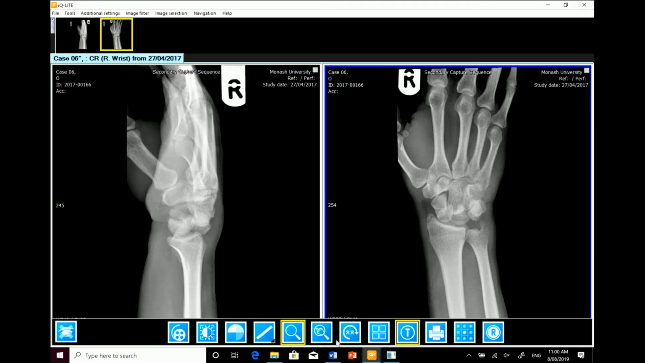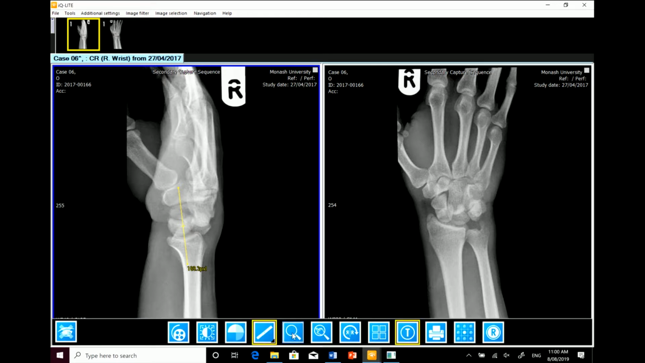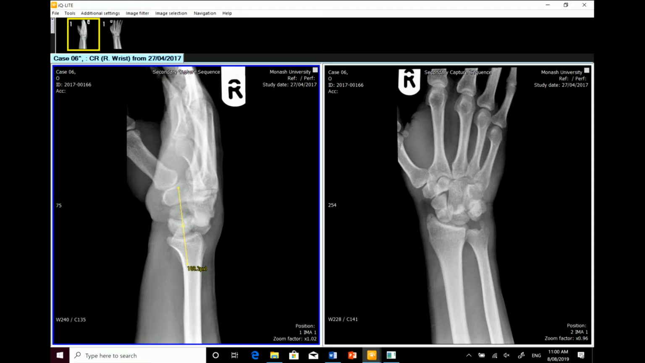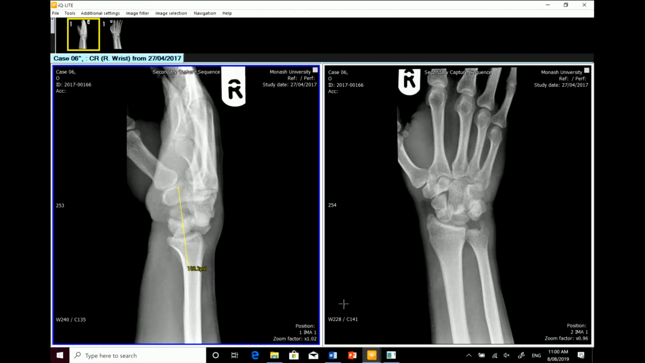On the lateral view, though, when we now look for alignment, and if we draw a line, we are able to see that the lunate is still in contact with the radius. However, the capitate is now dislocated, so we have a perilunate dislocation.